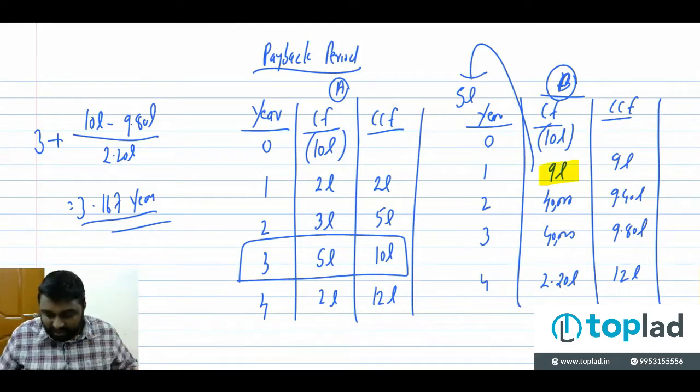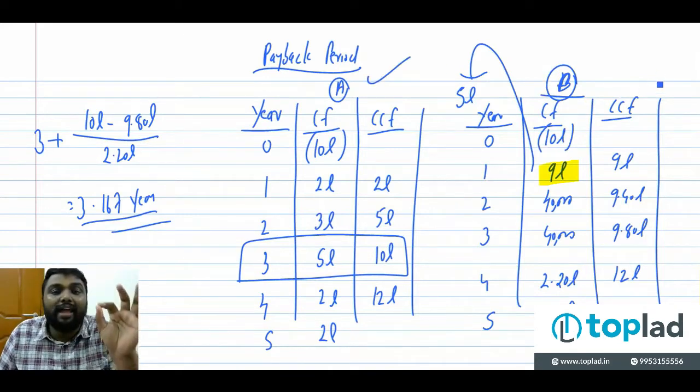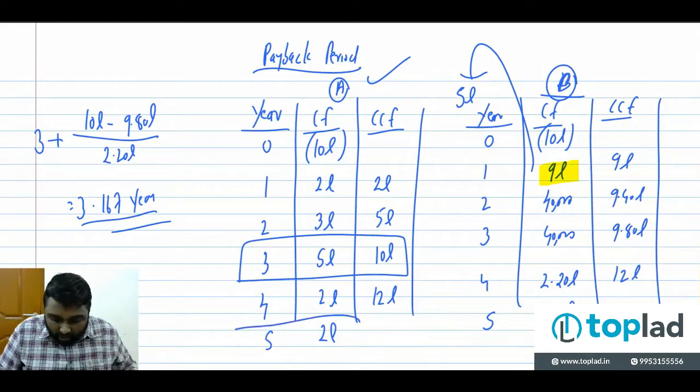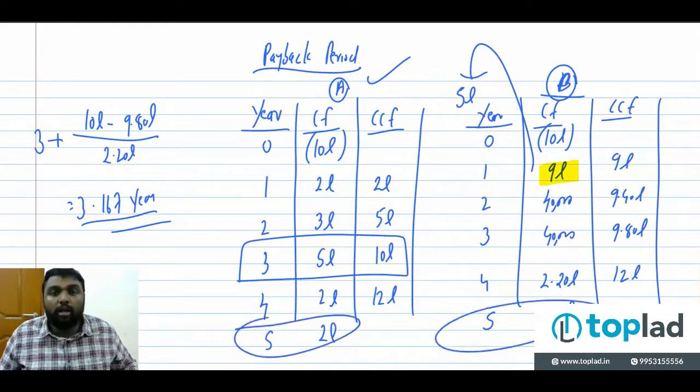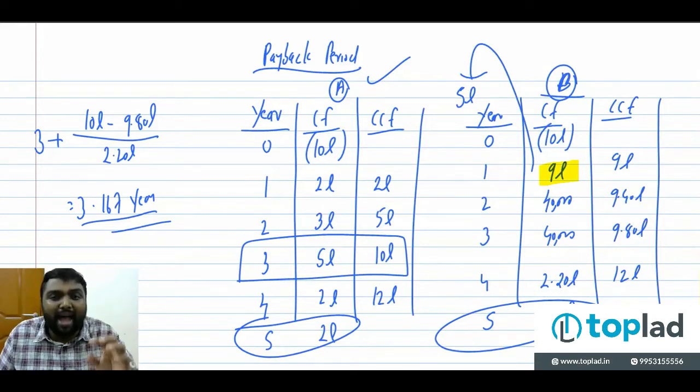Now let's say in the 5th year we are getting 100 lakh. Still under payback period, A only is best because they consider only cash flow up to payback. See, they don't look into the 5th year cash flow. They check only when we recover our initial investment. The cash flow after the payback, the payback period is not considering.